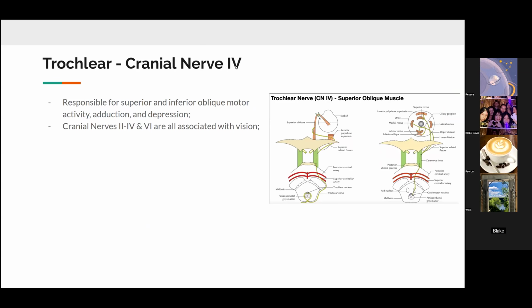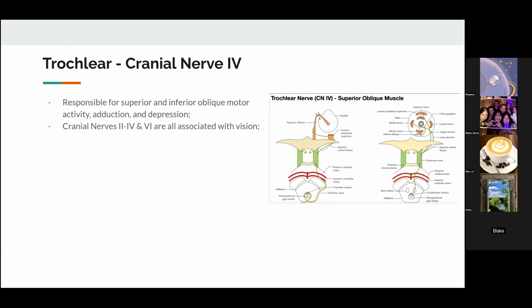Okay, now cranial nerve 4, or otherwise in Latin IV, and it's also called the trochlear. Now, it's a bit deceptive because if you guys learned about hearing, the cochlea, but this is not associated with the cochlea. It's something different. It's a bit annoying, but it is what it is. So, like the oculomotor, the trochlear is also responsible for movement of the eye. So it's responsible for superior and inferior oblique motor activity. So rolling your eye when it's looking up and when it's looking down.